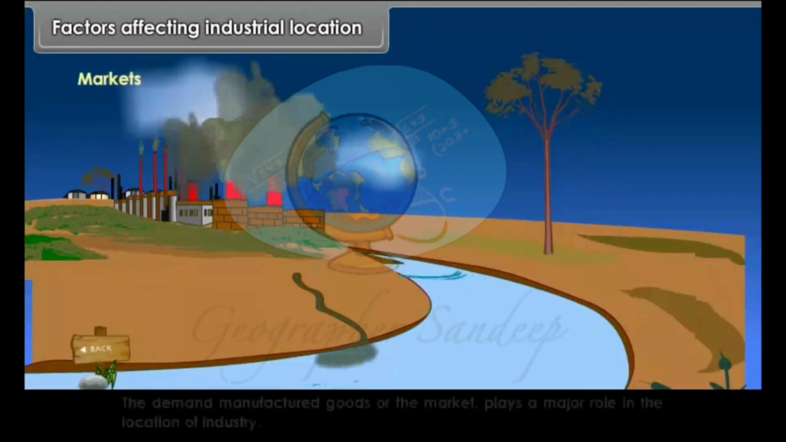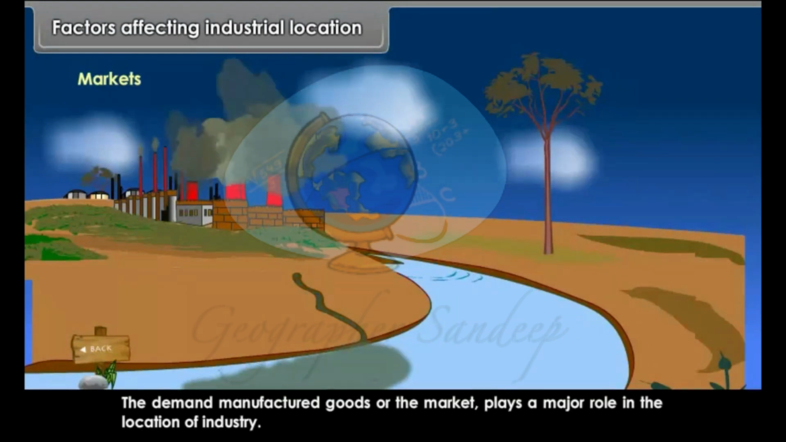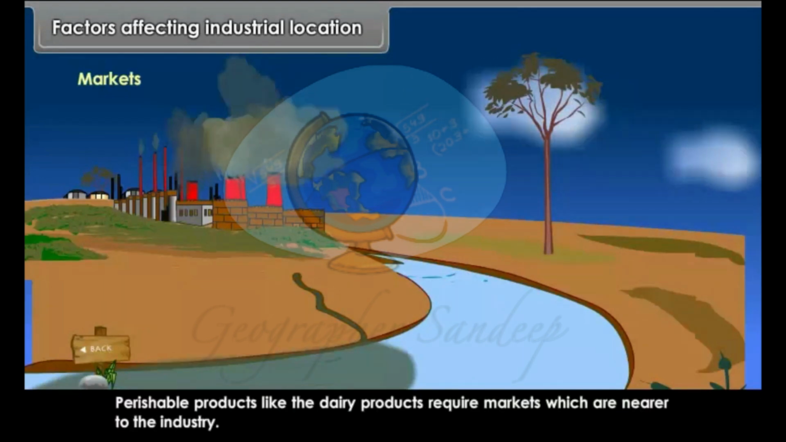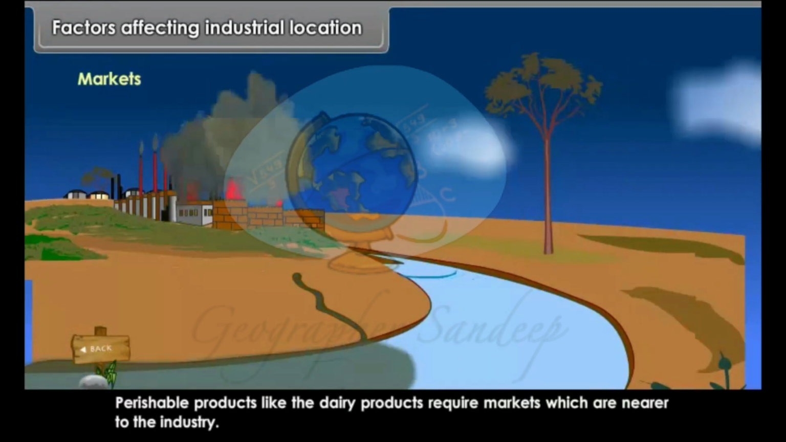Markets. The demand for manufactured goods, or the market, plays a major role in the location of industry. Perishable products like dairy products require markets which are nearer to the industry.